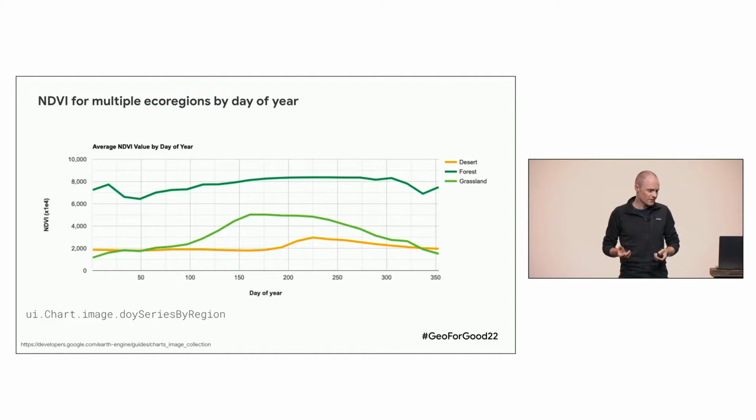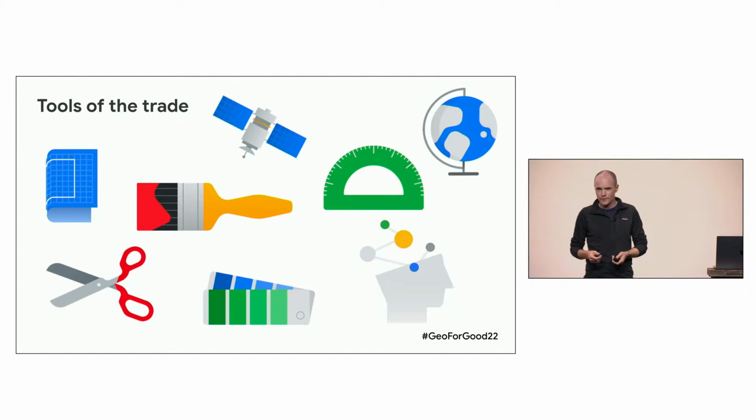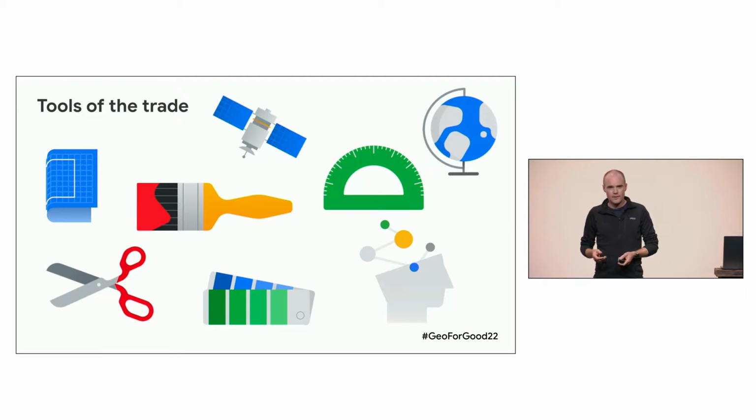And we have another function here, the series by region. So we can look at this same data intra-annually, but broken up by region instead of year or by band. So that's some of the things that we can do with Earth Engine time series visualization, animations, and charts. So here's some of the tools of the trade. I want to introduce the functions that are used to generate these things that we've just seen.